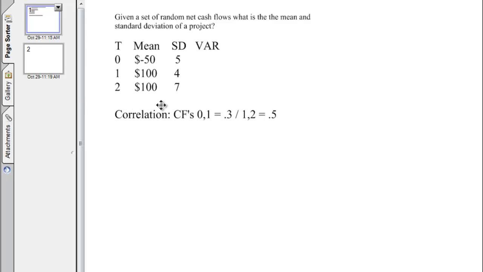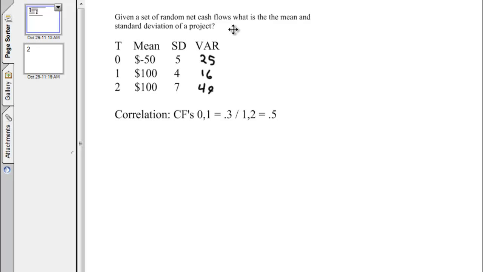Okay, so before we get started, let's go ahead and put the problem into context. The first thing you can see up here is that I've got variance, and the variance is blank. So what we want to do is solve for the variance, because we're going to need variance values as we solve for the mean and variance of the entire project. So of course, a standard deviation of 5 squared is a variance of 25. A standard deviation of 4 squared is 16. And a standard deviation of 7 squared is 49. And this is your variance.